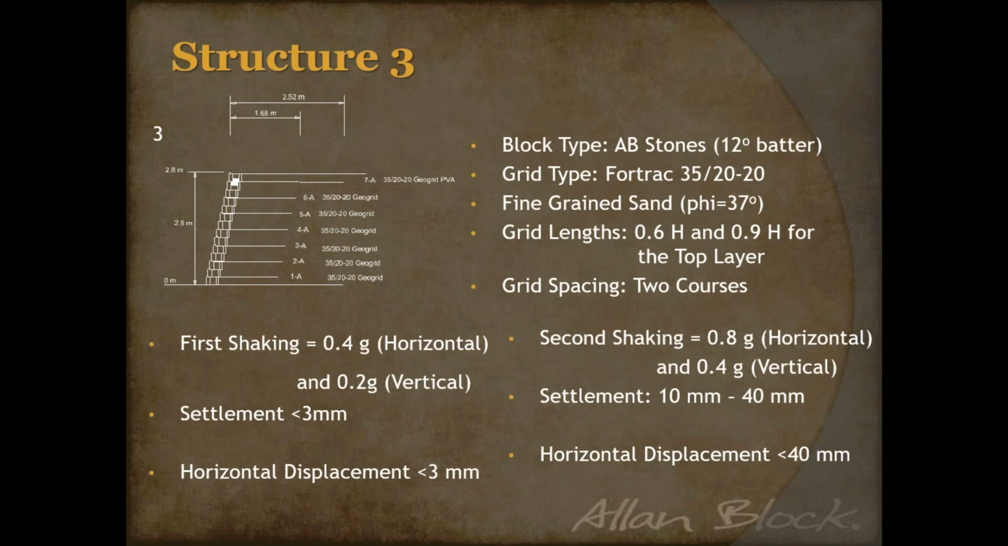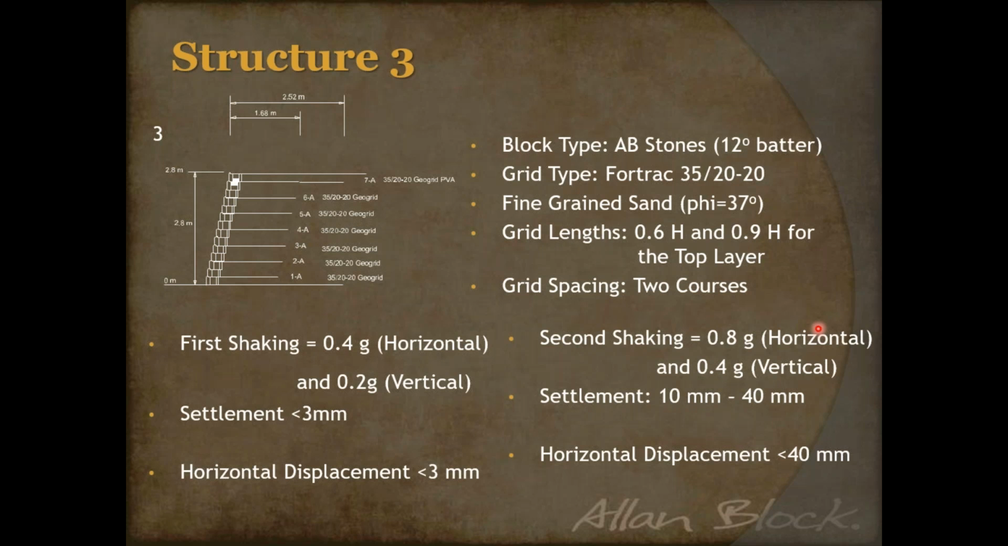So you can see 0.6H, 0.9H for the grid lengths, 2 core spacing, same soil, same 37-degree soil. So we try to keep things as consistent. But notice, even though we went down to 60% grid lengths, our settlement and deformation didn't change much, which was great, right? Now all of a sudden we're like, okay, 70%, 73% grid length, we go down to 60% grid length, but just lengthen that top layer geogrid.